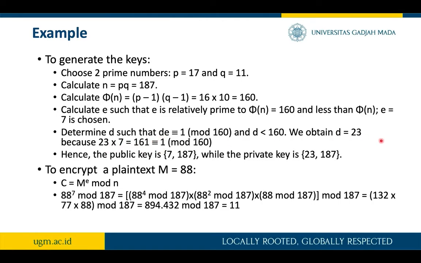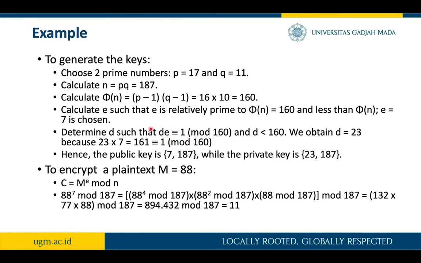Yeah, so 23 is the inverse of 7 modulo 160, because 23 times 7 is 161, which is 1 modulo 160. So actually what you need to obtain here is a number which, when it is multiplied with E, the result is 1 modulo Cn.